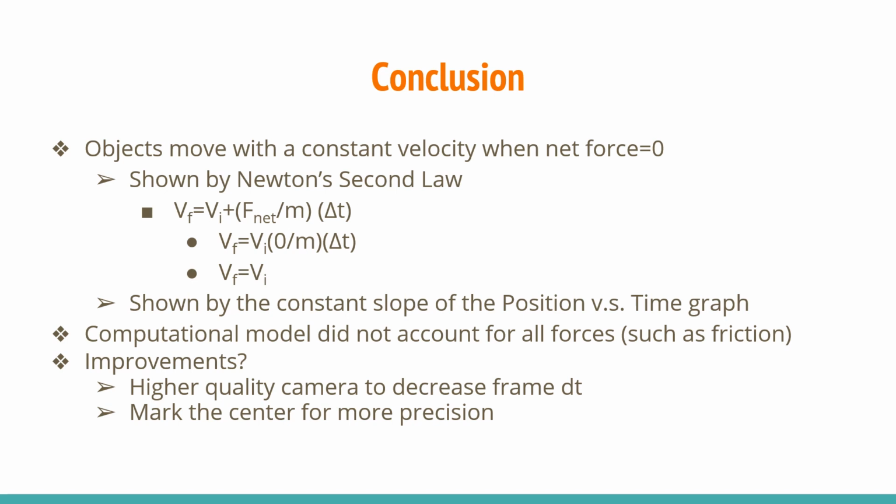However, one comparison to note from this lab is that the observed position did vary a bit from the computational model. This variation was caused by user error with the center of mass on Tracker as well as the model not accounting for friction. Some possible ways to improve upon this lab would be to have a higher quality camera to gain more precise data by decreasing delta t, or marking the center of mass to make tracking more accurate.